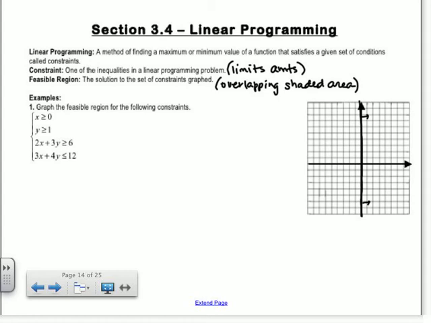Then I have y has to be greater than or equal to 1. I'm going to go ahead and number these two so we can remember which ones, just for your notes. If y is greater than or equal to 1, here's y equals 1, the horizontal line at 1, and you're going to have everything above that. Now think about where the overlapping area is. We're in the top right part.